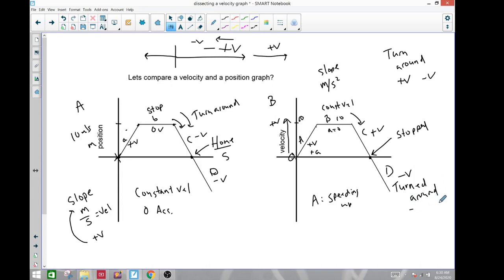And we would need to hold this velocity for a certain amount of time to have this area here equal this area here to return home. And I think that is a good refresher of this particular graph.